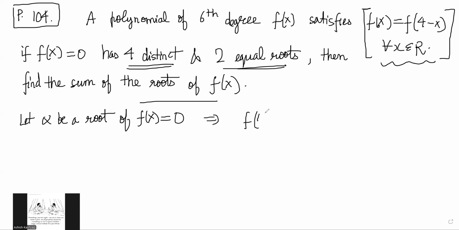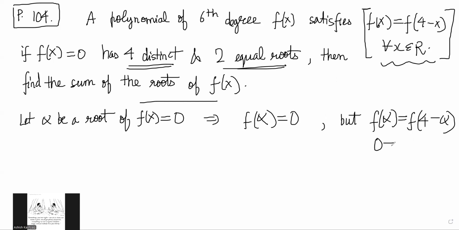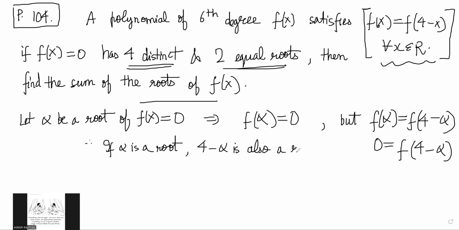That implies f of alpha is equal to 0. But from the condition, we have f of alpha is equal to f of 4 minus alpha. So since f of alpha was 0, we also have f of 4 minus alpha is 0. Therefore, we can say if alpha is a root, then 4 minus alpha is also a root, right? Now, these are 2 distinct roots, let's say, right?